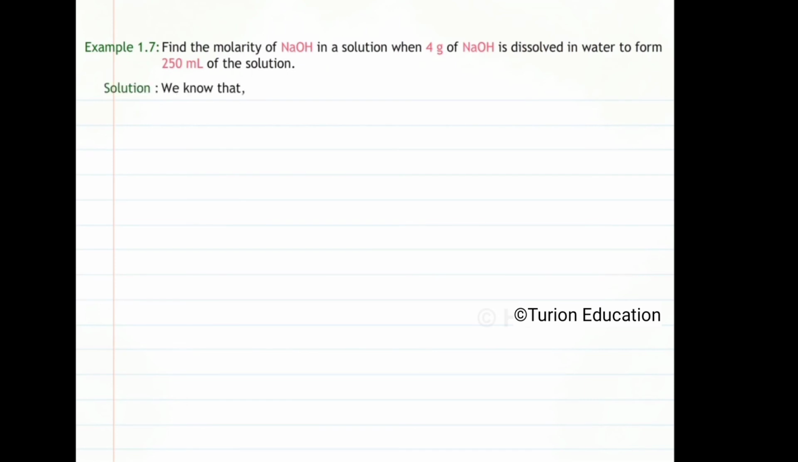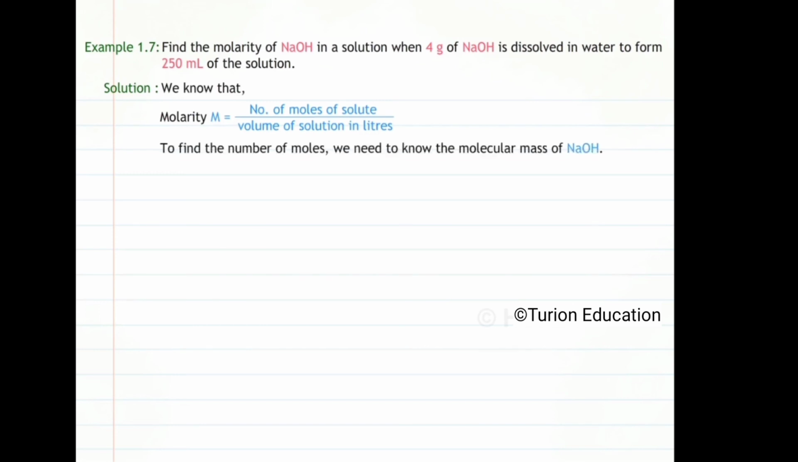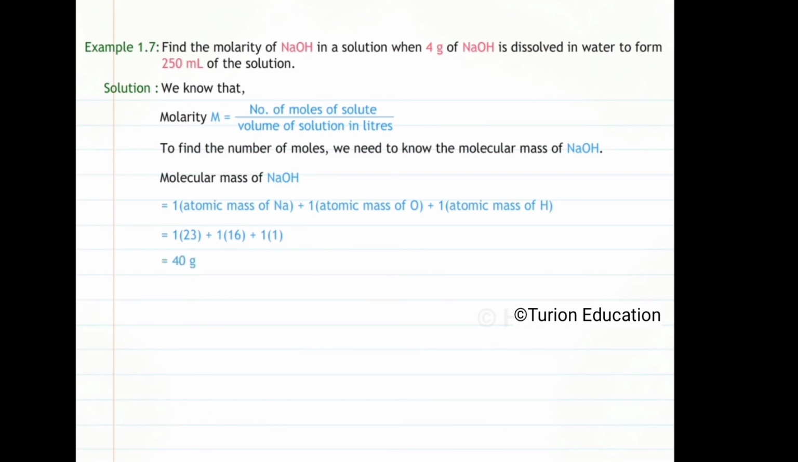Solution. We know that molarity M equals number of moles of solute by volume of solution in liters. To find the number of moles, we need to know the molecular mass of NaOH. Molecular mass of NaOH equals 1 into atomic mass of Na plus 1 into atomic mass of O plus 1 into atomic mass of H equals 1 into 23 plus 1 into 16 plus 1 into 1 equals 40 grams.